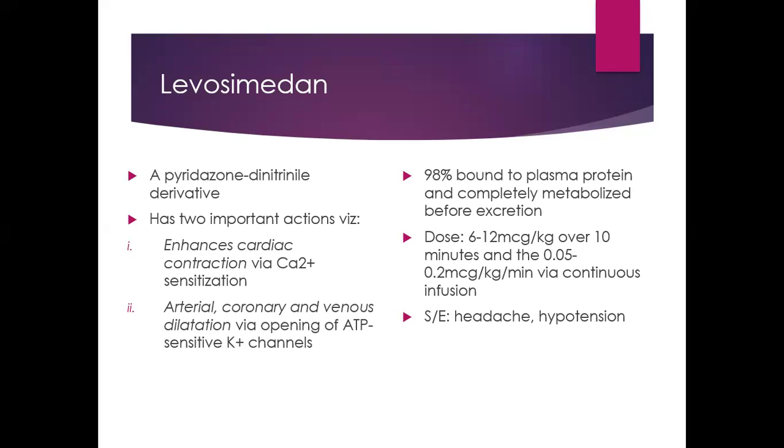All right, it's given at a dose of 6 to 12 microgram per kg over 10 minutes, and as an infusion you can give 0.05 to 0.2 microgram per kg per minute. One of its commonest side effects are headaches and hypotension.